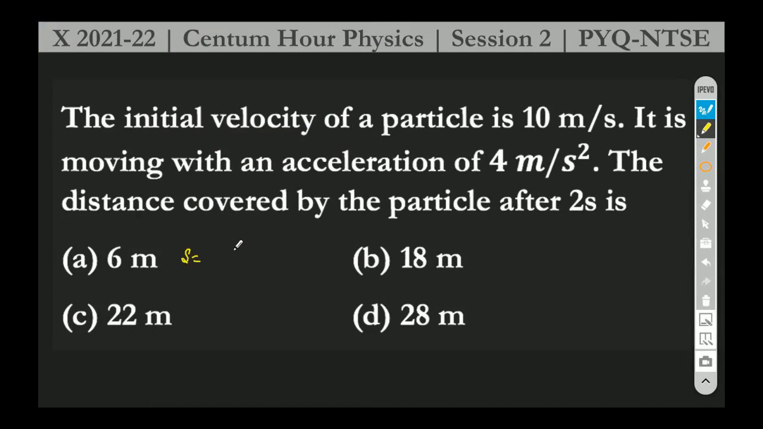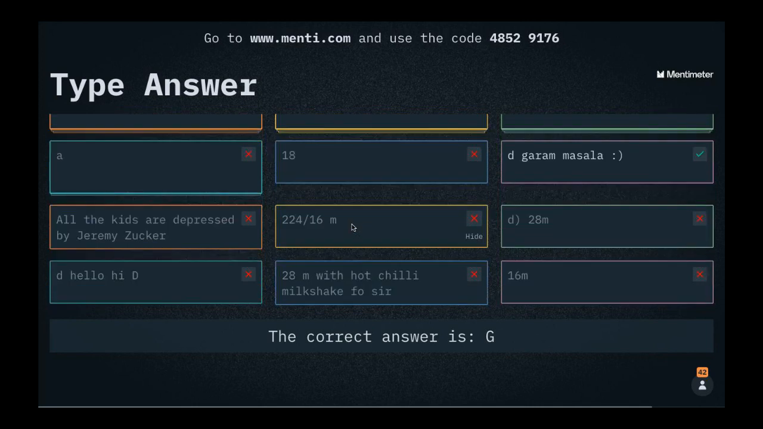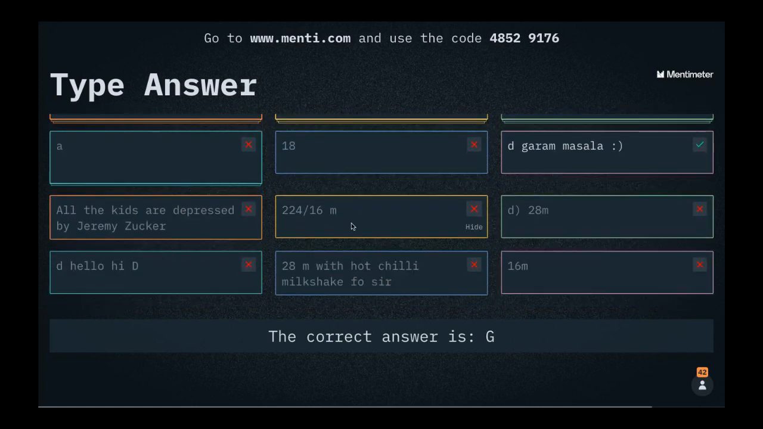So, S is equals to UT plus half AT square. 28 delta. Delta garam masala. What is this? This is... Oh. It's not 28, 224 by 16.